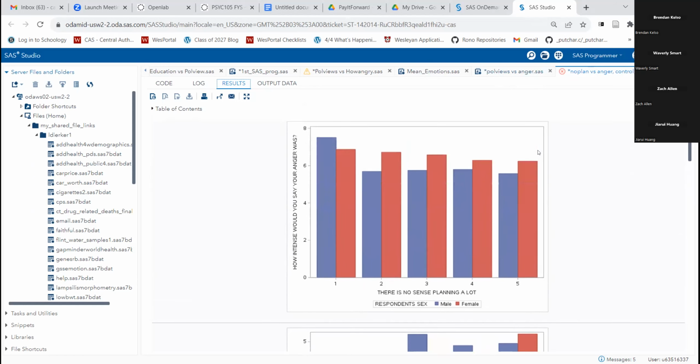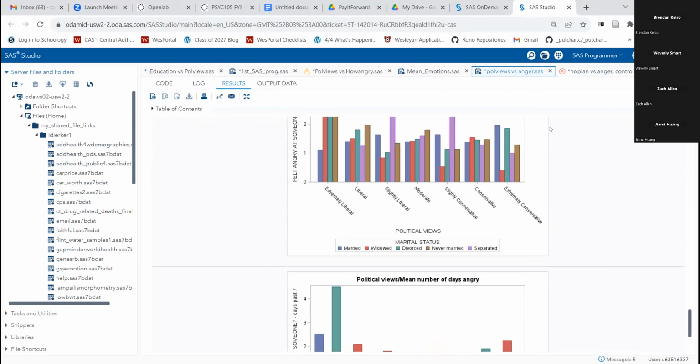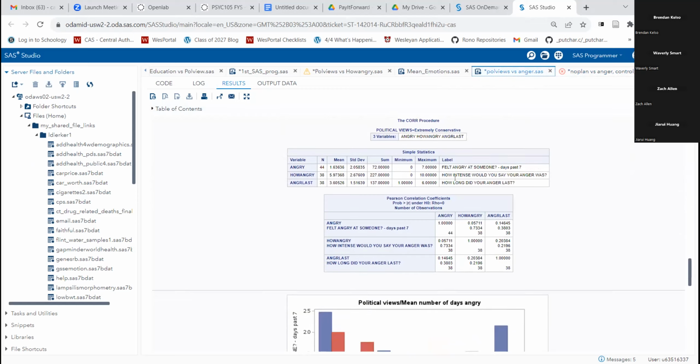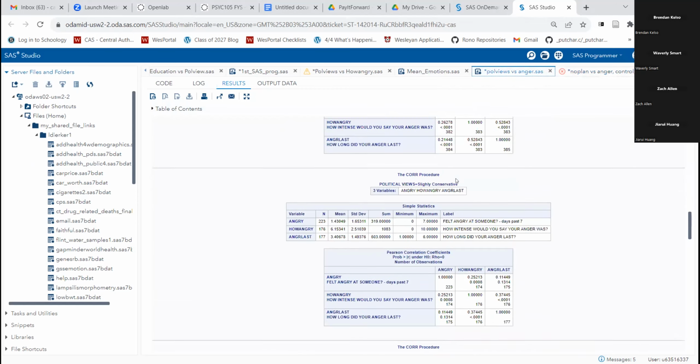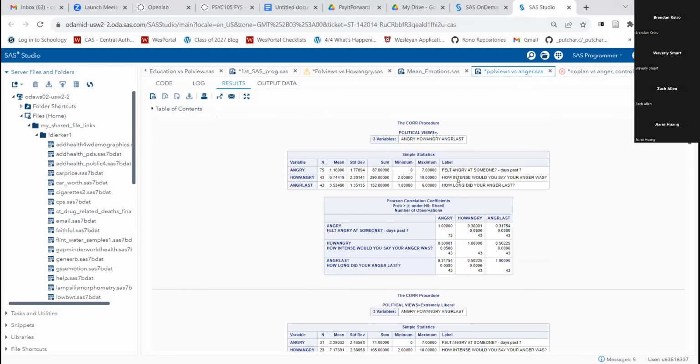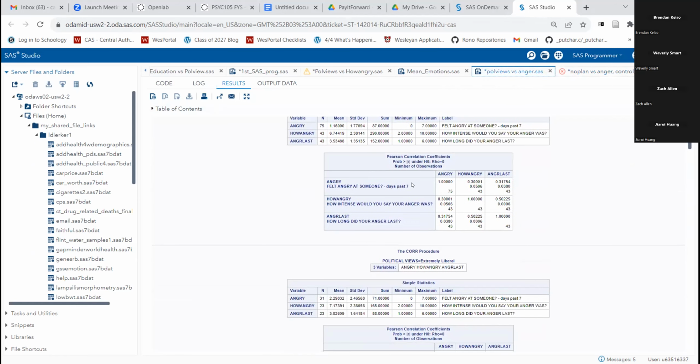Oh, together, okay. Let me see that. There's no sense of planning, and how intense would you say your anger was? There's nothing going on there. Doesn't seem so. There was political views versus anger. Okay. A couple of Pearson's correlation coefficients. There wasn't much.